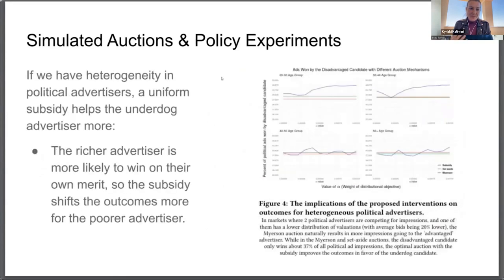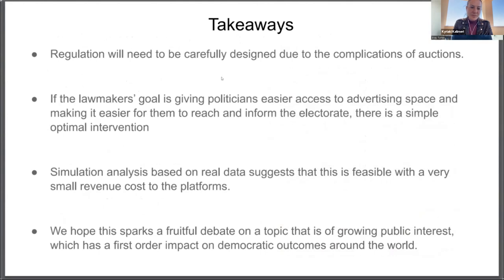A nice property of the proposed subsidy-based approach is that if we have different kinds of political advertisers with different degrees of valuation, so if one advertiser is richer than the other, the approach is going to have an internal equalizing factor as well. A uniform subsidy will help the underdog, disadvantaged advertiser more, because the richer advertiser is more likely to win an auction on their own merit. So the subsidy will help the poorer or more disadvantaged advertiser more. You can read more about my results in the full paper.